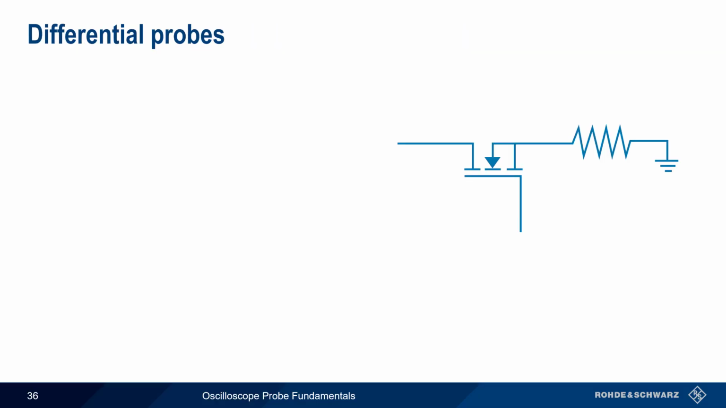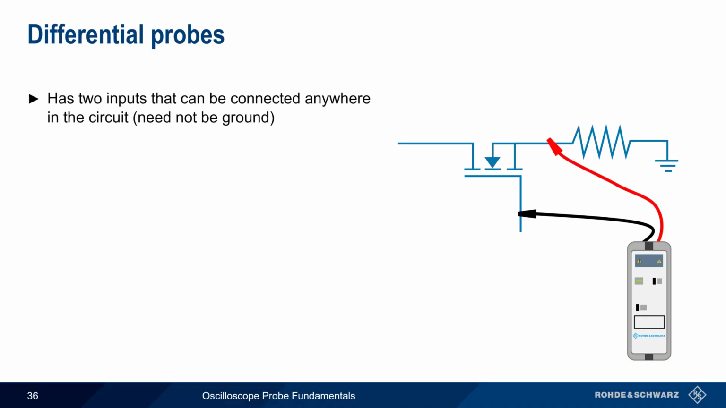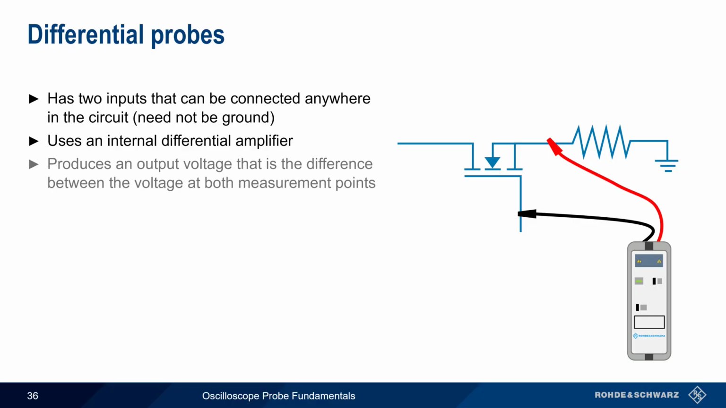But the preferred way of making differential measurements is using a differential probe. This type of probe has 2 inputs that can be connected anywhere in the circuit, and neither of these points needs to be ground. Differential probes are constructed using an internal differential amplifier and produce an output voltage that corresponds to the difference between the 2 measurement points. This voltage is normally scaled by a known or selectable attenuation factor.